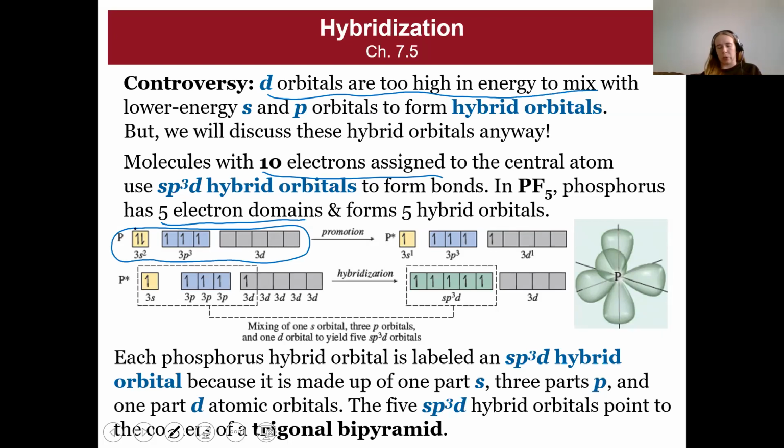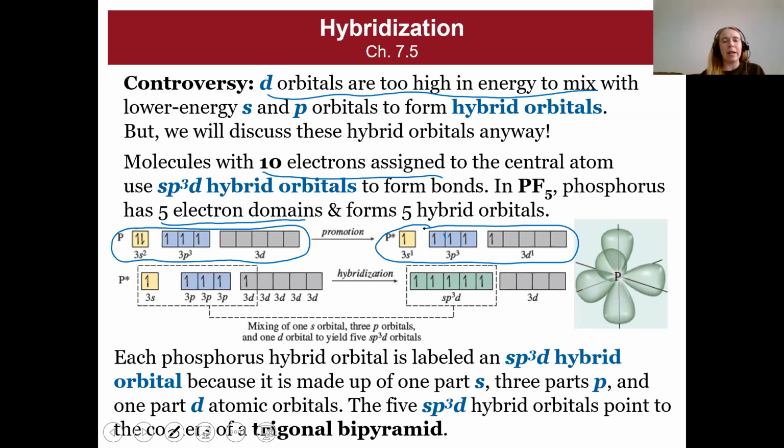Now, instead of just having one of our orbitals have a pair of electrons like it did for nitrogen in the ammonia molecule, phosphorus can access the d orbitals. Phosphorus is in the third period, so it can access the 3d orbitals. So we can promote one of those paired s electrons to the d orbital. Now we have 5 unpaired electrons and we hybridize those orbitals.